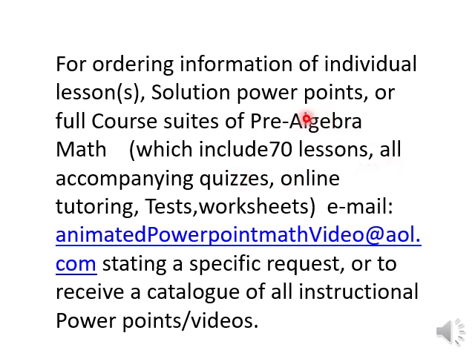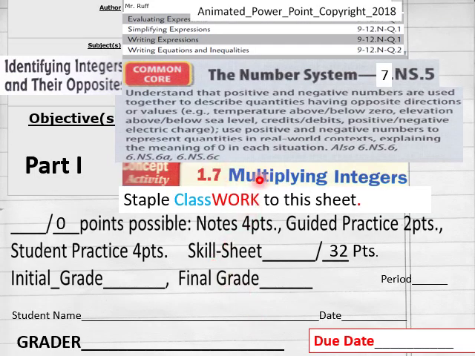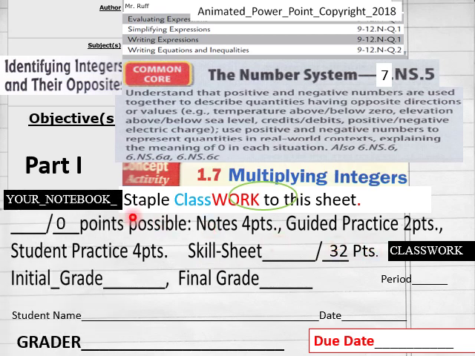Hello everybody, getting ready to do lesson 1.7 of Pre-Algebra Math 1. Multiplying integers. We've got a 32-point skill sheet today and we have 0 points of note-taking.